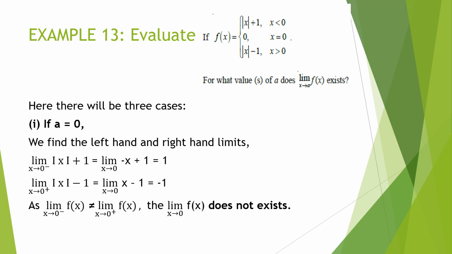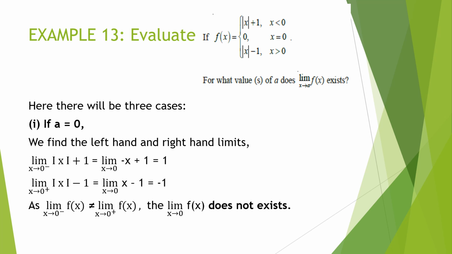Now the right hand limit. Limit x tends to 0 from the right hand side means all the values of x will be greater than 0. In this case, how is the function defined? |x| - 1. So the right hand limit will be the limit as x tends to 0 of |x| - 1. What will be the value of |x| when x is greater than 0? |x| is the same as x. So this will be the limit as x tends to 0 of x - 1. Put x as 0, you will get -1.